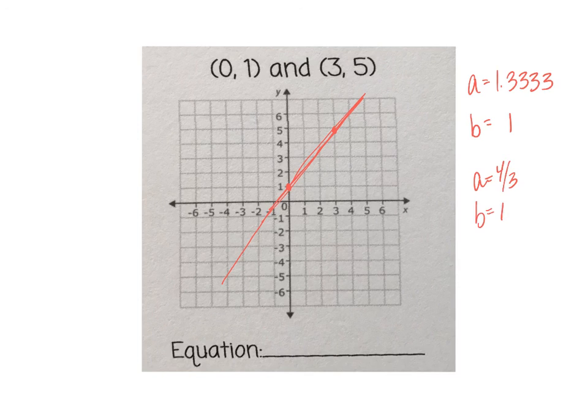Okay, and my B value is 1. So I can go ahead and write my equation then. Y equals 4/3 x plus 1. Again, that makes sense because our slope is positive, our y-intercept is 1.